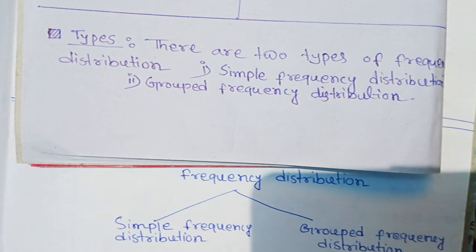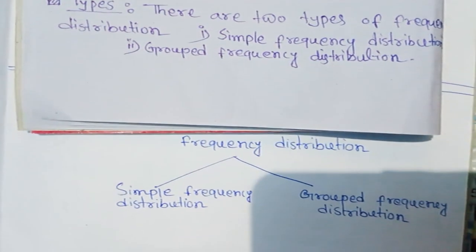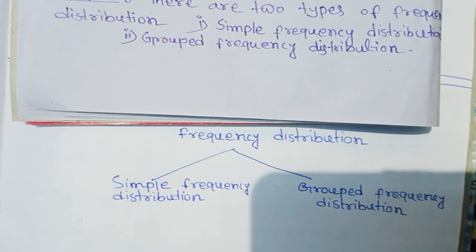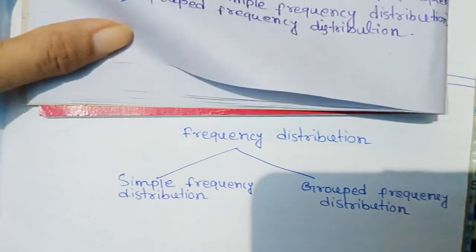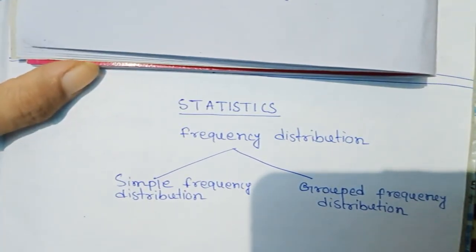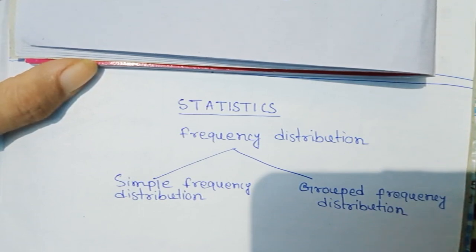Right now let's know how many types of frequency distribution there are. There are mainly two types of frequency distribution. One is simple frequency distribution and another is grouped frequency distribution. Here I have written that frequency distribution is divided into two parts: simple frequency distribution and group frequency distribution.